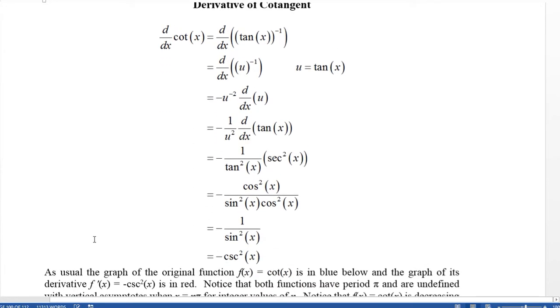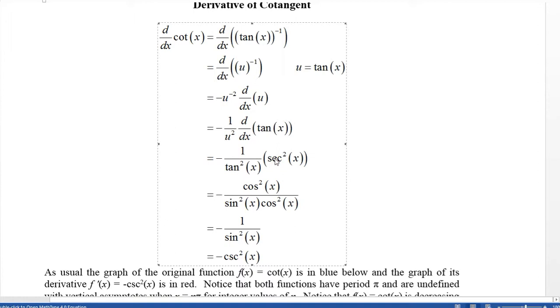Now, how about the derivative of cotangent? Well, cotangent is a reciprocal of tangent, so the derivative of cotangent of x is the derivative of tangent of x to the negative 1 power. Again, make a substitution, u equals tangent of x, and once again, for the third time in a row, we're taking the derivative of u to the negative 1. So that's negative u to the negative 2 times the derivative of u, just like before. So this is minus 1 over u squared. But this time, u is tangent of x, and the derivative of tangent x is secant squared.